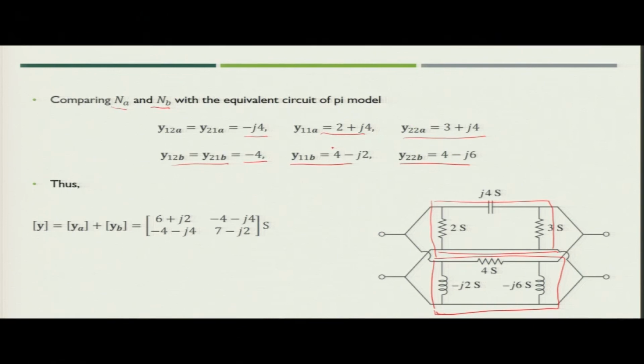Now, we have got the Y parameters of the individual sub networks. What we can do is find the Y parameters of the overall network as the summation of the individual Y parameters. When you sum up the individual parameters, we get Y11 as 6 plus j2, Y12 equal to minus 4 minus j4, Y21 also equal to minus 4 minus j4, and Y22 equal to 7 minus j2. All these will be in Siemens because these define the admittance.